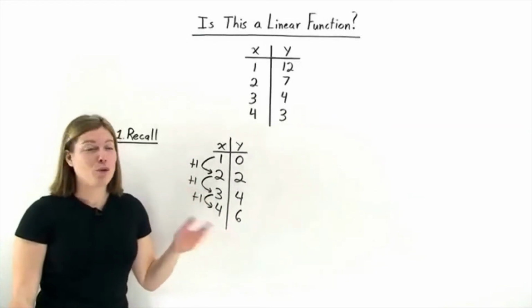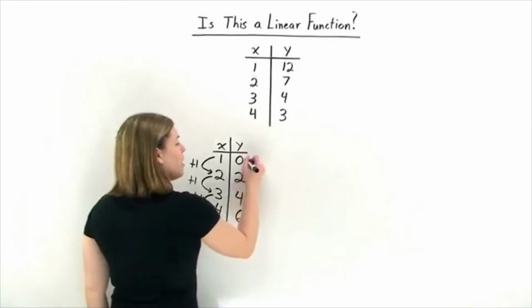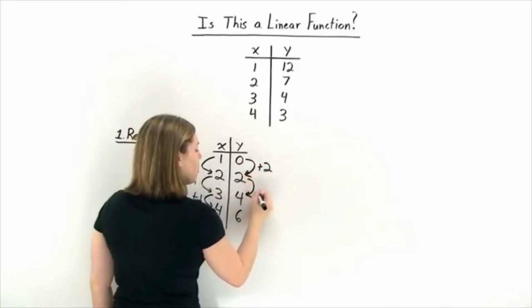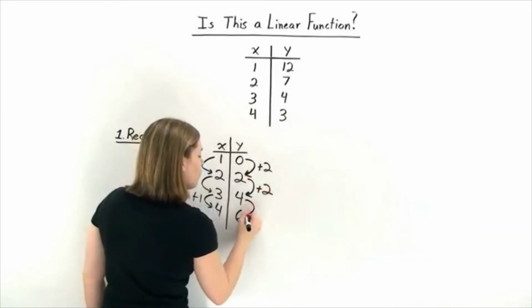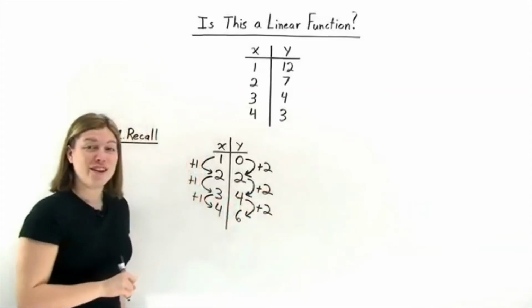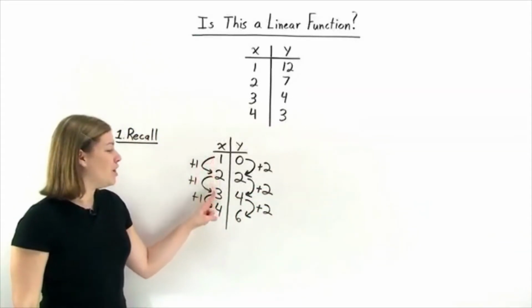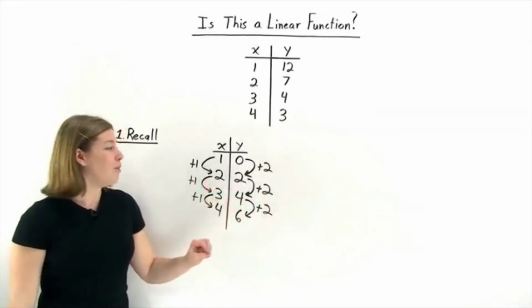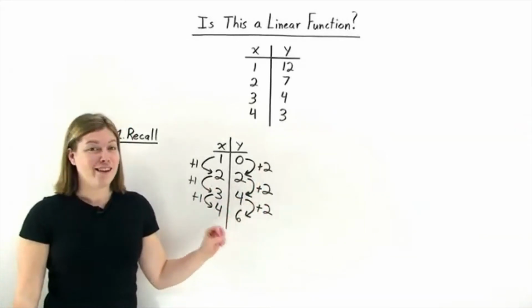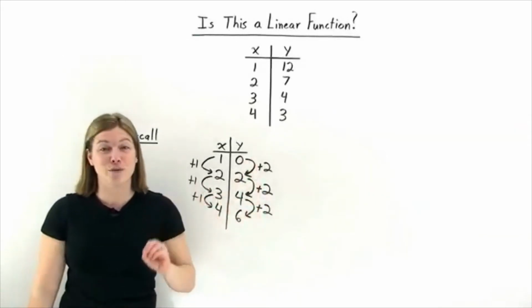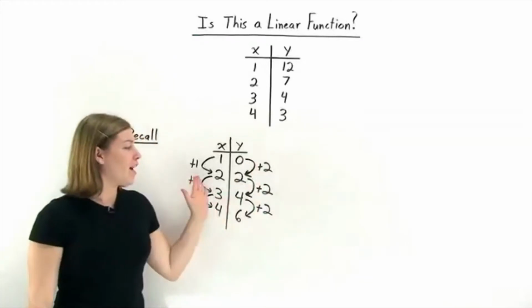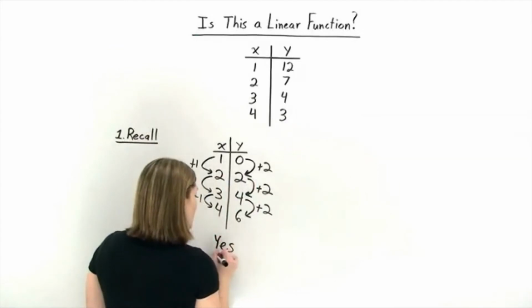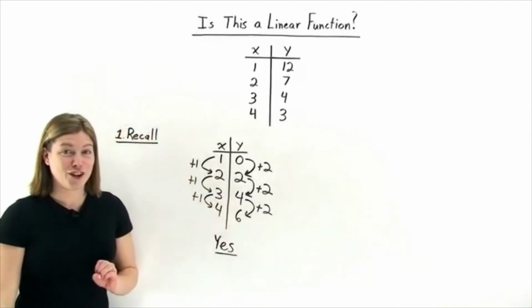Now do the same thing with the y values. Well, how can we get from 0 to 2? We could add 2. If we want to get from 2 to 4, we could add 2. And to go from 4 to 6, we could add 2. Notice, each time we're changing the x value by 1, our y value is also changing at a constant amount. We're adding 2 each time. That means that y also has a constant rate of change. Since both x and y have a constant amount of change, that means that this table represents a linear function.